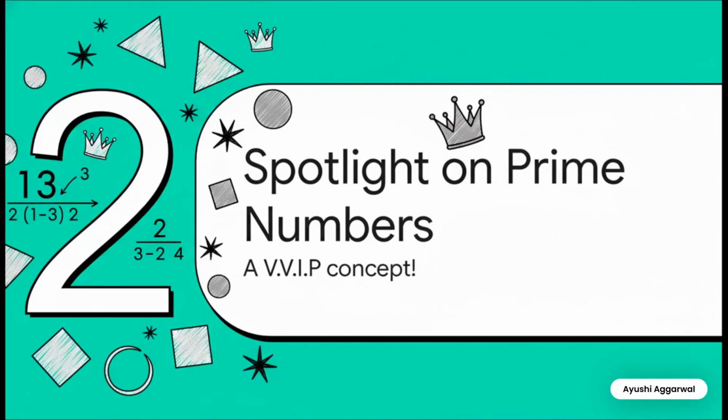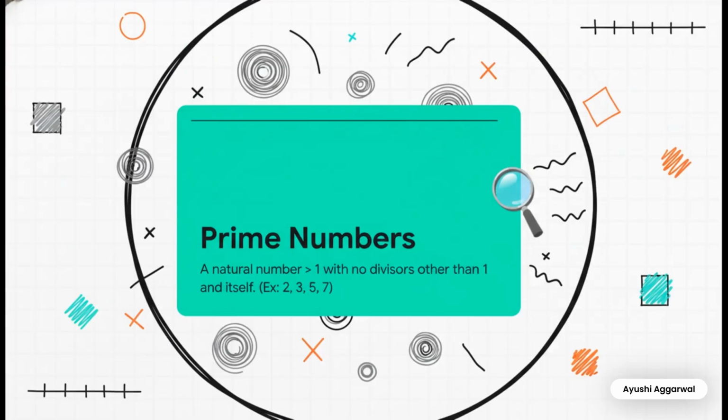We're now moving on to a VVIP topic, prime numbers. Seriously, this is a favorite concept in competitive exams, so you really need to put some extra focus here. I can almost guarantee you'll see a question on this. So what exactly are prime numbers? Well, they're natural numbers, they have to be greater than 1, and here's the rule. They can only be divided by 1 or by themselves. That's it. They only have two factors, 1 and the number itself. Like 2, 3, 5, 7, and the list goes on.